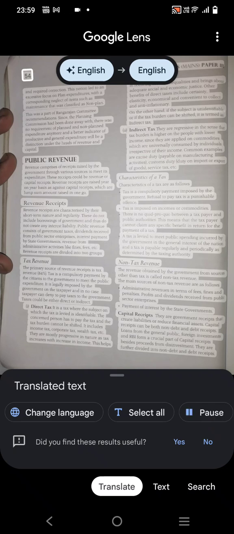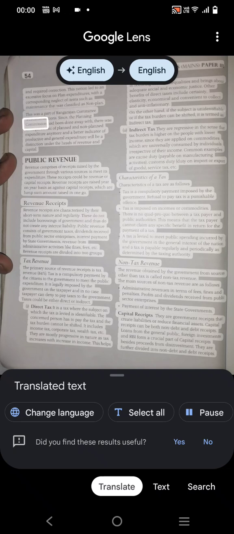54. General Studies, Mains, Paper I. And required correction. This notion led to an excessive focus on plan expenditures, with a corresponding neglect of items such as maintenance that was classified as non-plan. This was a part of Rangarajan Committee recommendations.